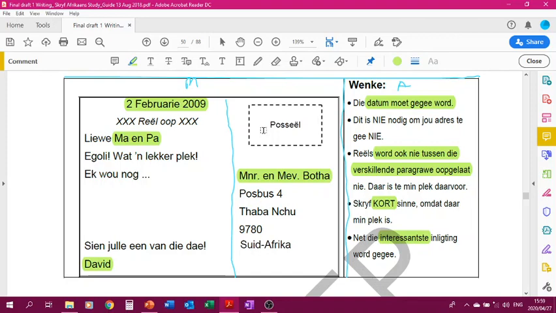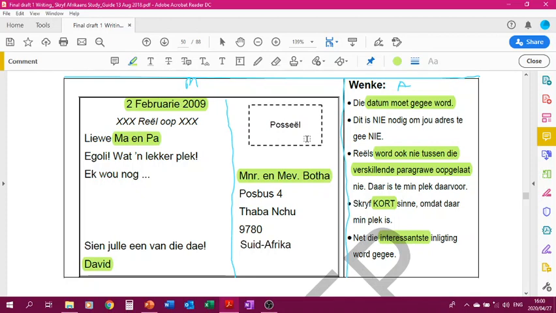You can obviously leave a space open in the corner for your seal, your postal seal there, your stamp or whatever you want to call it. You can draw a little picture in there. It's fine. It's not necessary. But remember again, prettiness does not count marks.